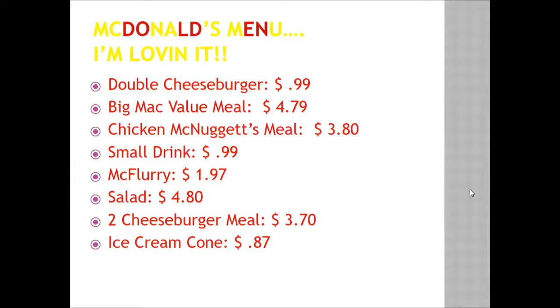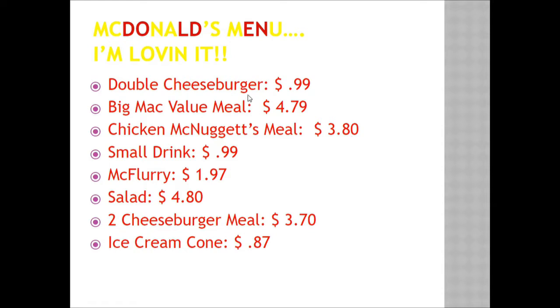So in this example, we got the McDonald's menu right here. We've got a few items, double cheeseburger, Big Mac value meal, all the way down. And you'll notice they've got the prices listed to the right. Now, out in the world, when you read this, you'd probably say, hey, 99 cents, $4.79, $3.80. But we know when we're talking in math, we read it a little bit of a different way.